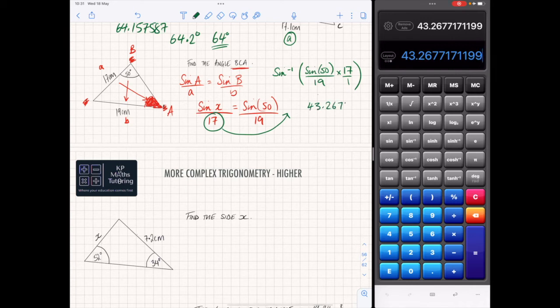Depends what it asks you to give your answer to. If I round that to one decimal place, it'd be 43.3 degrees, or if it was the nearest degree, it'd be 43 degrees. Okay, so that's how you use the sine rule to find an angle.